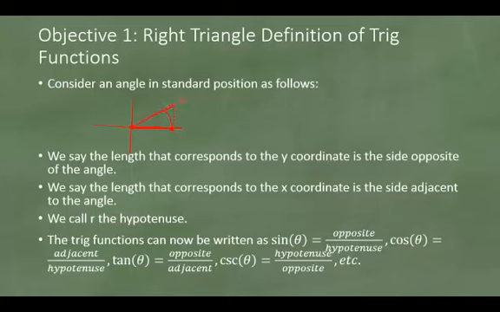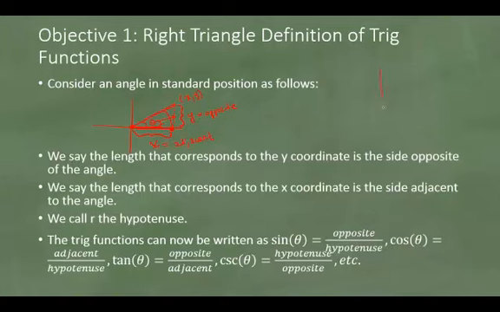Now, instead of talking about this coordinate x and y here, we're going to talk about this length as y and this length is x. And we're going to call that y side the opposite side. Opposite to what? Opposite to the angle. So let's say this angle is theta. Then when we say opposite, we mean opposite of the angle. And then we're going to call this x side here the adjacent side. Adjacent to what? Adjacent to the angle, right next to the angle.